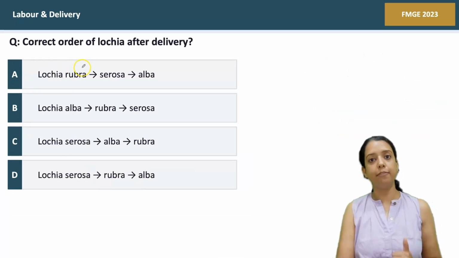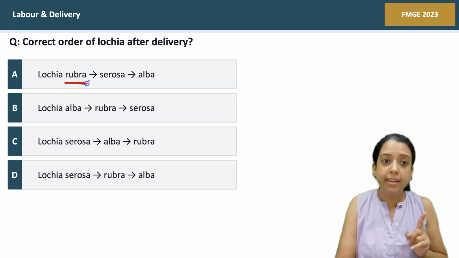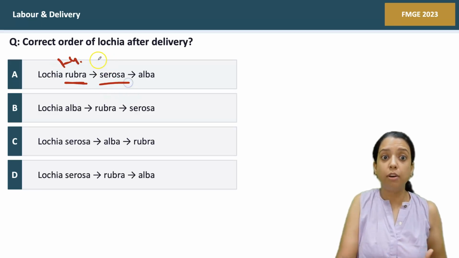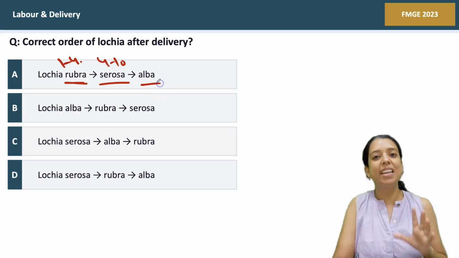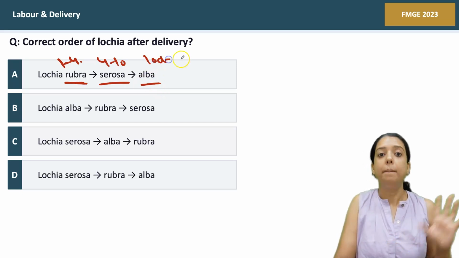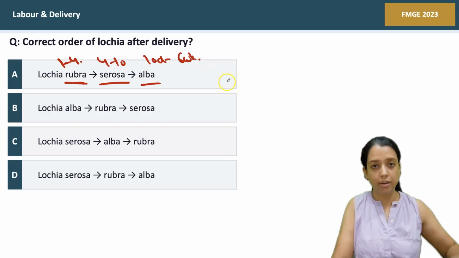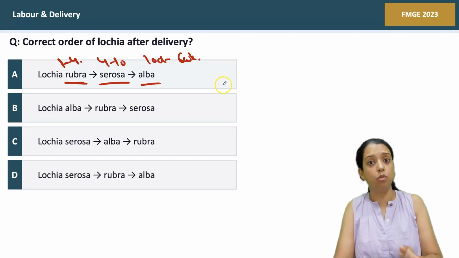Correct order of lochia after delivery. The correct order is first it is rubra. It is red, containing red blood cells, for 1 to 4 days. Serosa for 4 to 10 days. It is whitish, pinkish. Alba is creamy white from 10 days till 6 weeks. So till 6 weeks, lochia is excreted, for 1 to 1.5 months, and the sequence is rubra, serosa and alba.